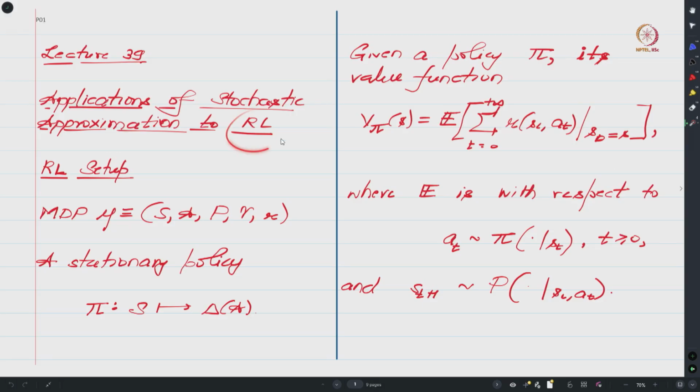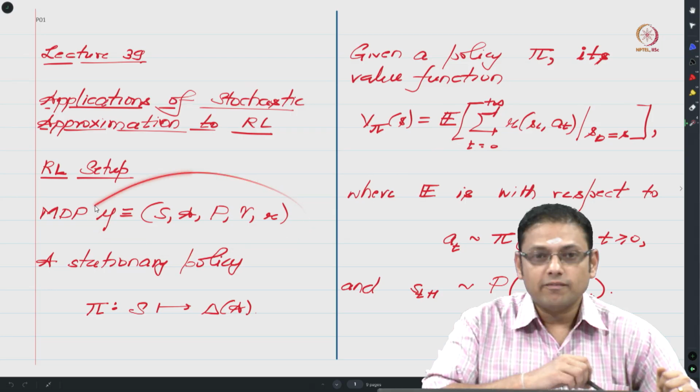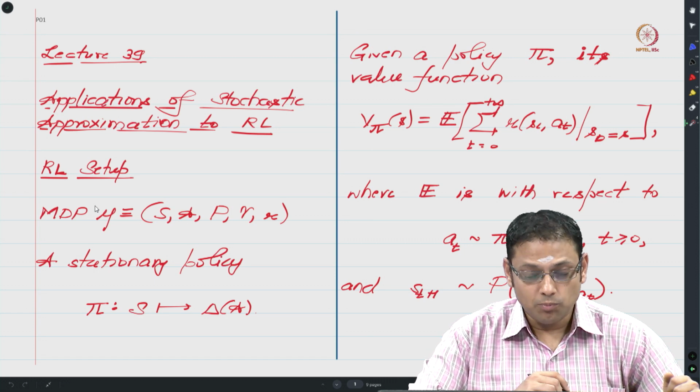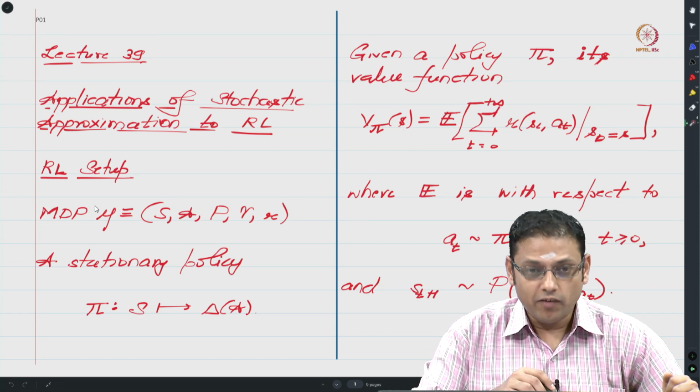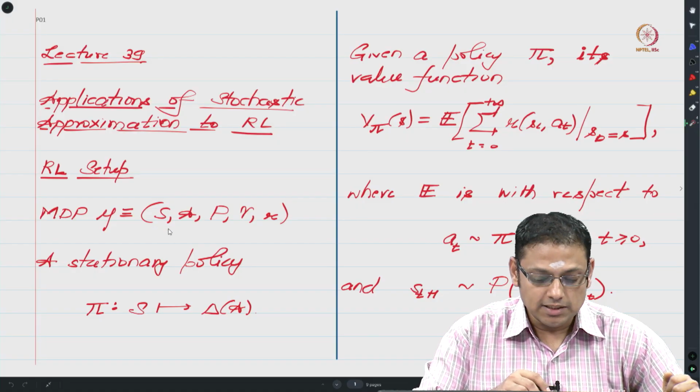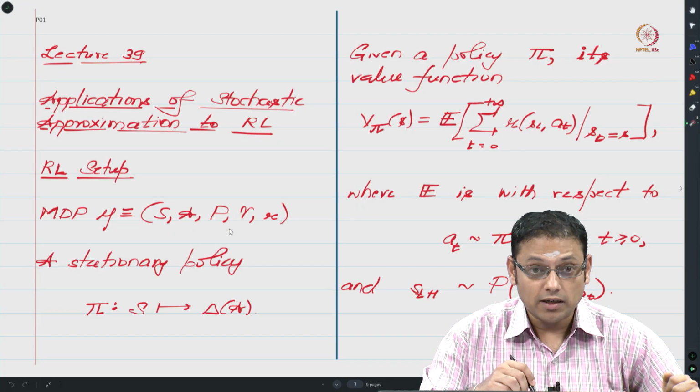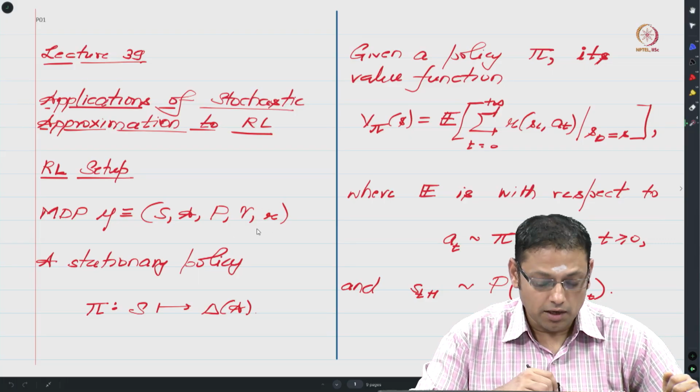So let us recall that we want to do reinforcement learning, and in the first week we gave an overview of what the reinforcement learning problem is. So in reinforcement learning we have a Markov decision process. A Markov decision process is defined by 5 things, which includes the state space, the action space, the transition probability, the discount factor gamma, and the reward function R, right.